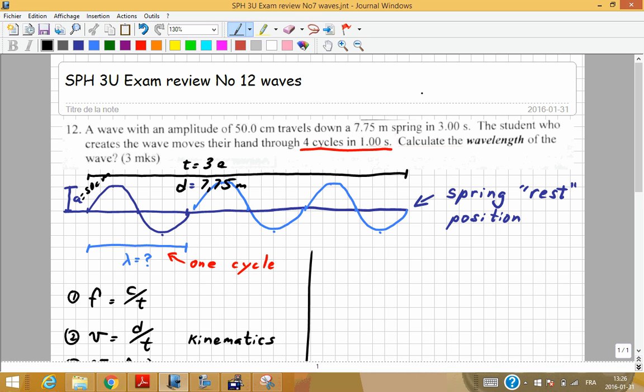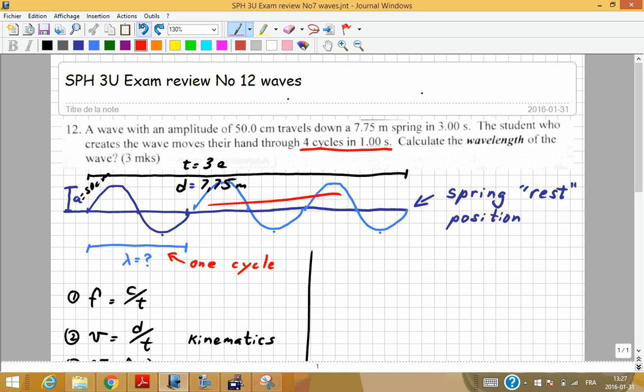Okay, so if we keep on reading, it says the student who creates the waves moves their hand through 4 cycles in 1 second. So 1 cycle is when you start at the rest position, you lift your hand, go back through the rest position, go to minimum value, and come back to the rest position. So that would be 1 cycle. Imagine you're moving your hand up and down or sideways and making waves in a spring. So these waves are actually putting energy inside the spring, and these waves will move away from your hand towards the other end of the spring.